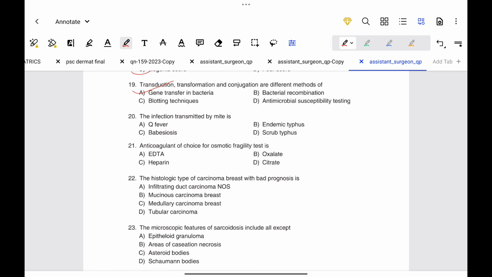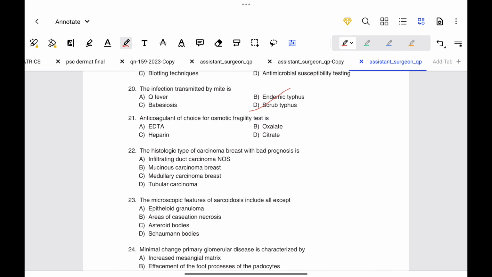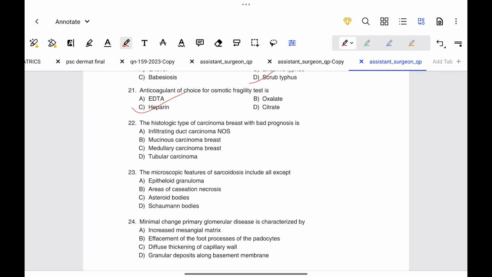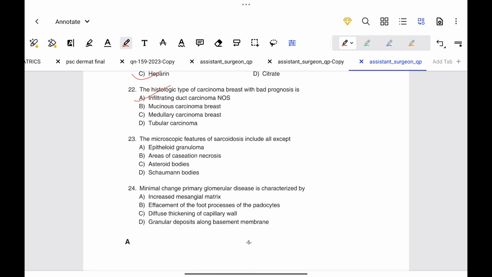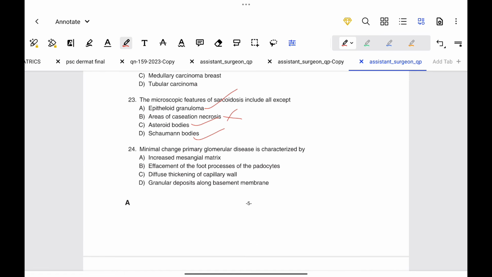The infection transmitted by mite is scrub typhus. Okay. Anticoagulant used for osmotic fragility test is heparin. The histological type of carcinoma with bad prognosis is infiltrating duct carcinoma NOS. The microscopic feature of sarcoidosis include, or except, it will include epithelial granuloma, asteroid bodies, Schaumann bodies. There is no pesticid necrosis.